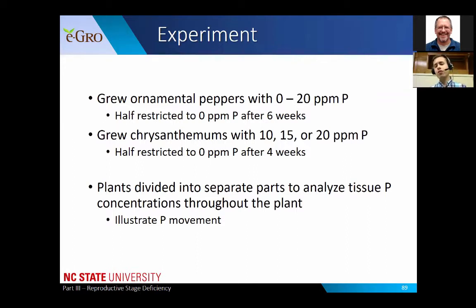And the reasons that we chose 6 and 4 weeks in these cases are because these are the points at which plants began to flower. We suspected that this issue was specifically caused by reproduction, by the flowers coming on. So we cut off the phosphorus at the point that the plants were starting to develop noticeable flowers. So at the end of the study, we divided the plants into separate parts to analyze the tissue phosphorus concentrations throughout the plant. And we did this to illustrate phosphorus movement between the different source and sink tissues.